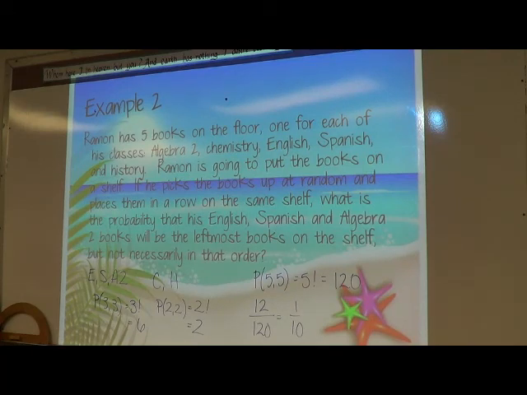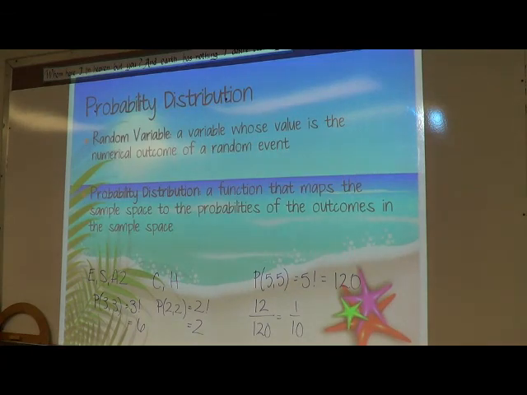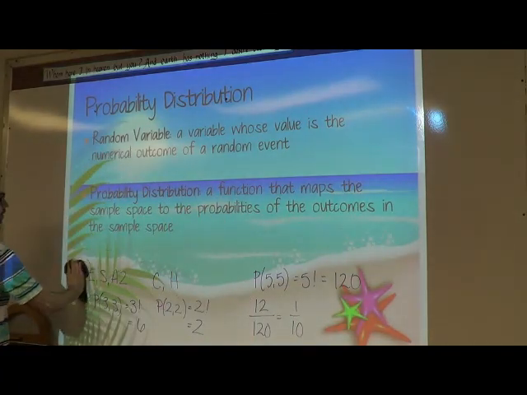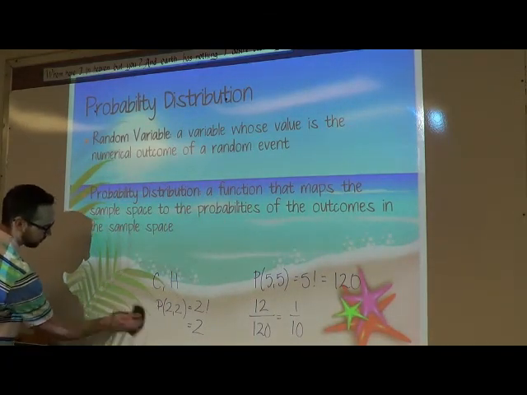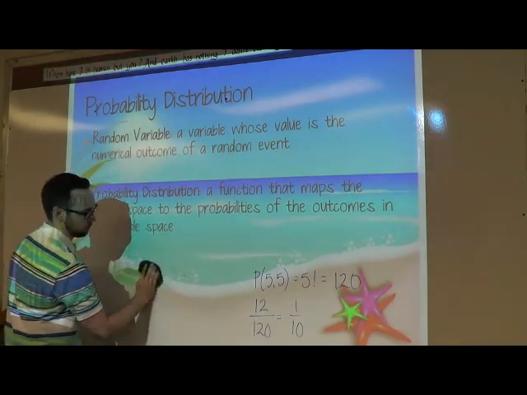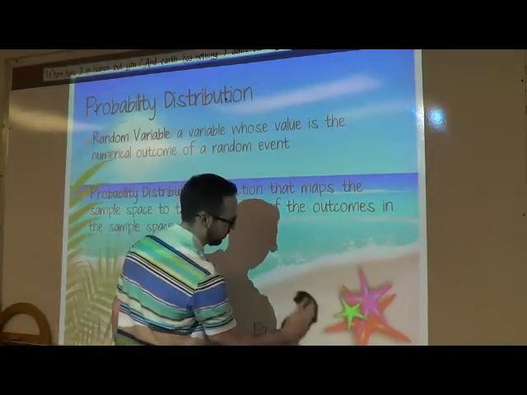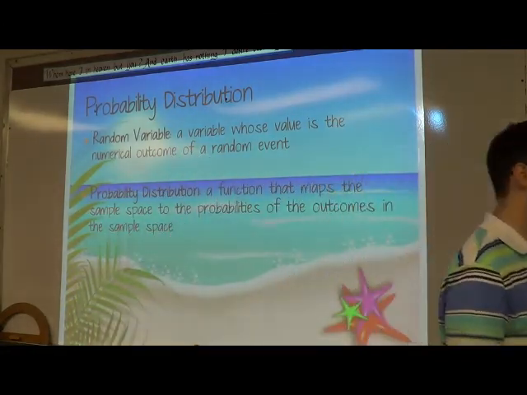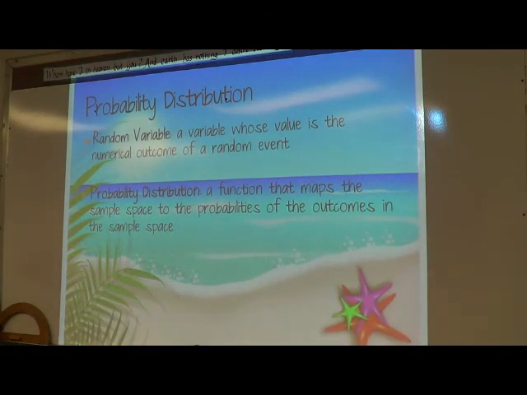Alright, just a few more definitions here. A random variable is a variable whose value is the numerical outcome of a random event. That's more of a technicality thing here. It's just a variable whose value is the numerical outcome of a random event.